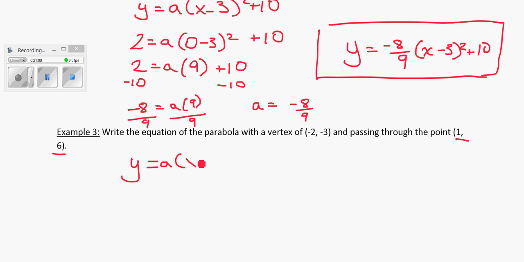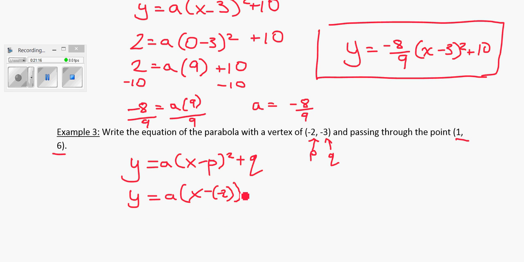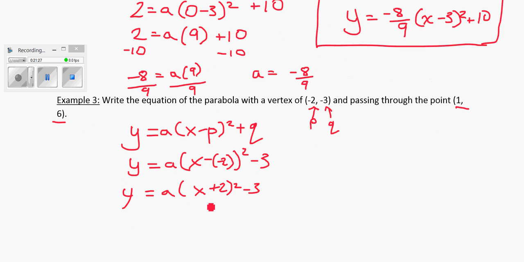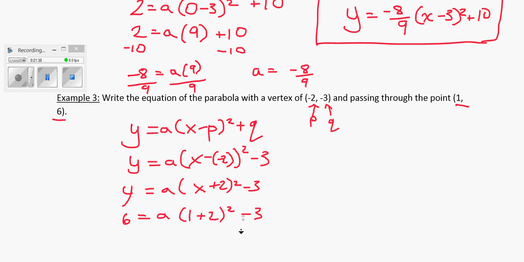y equals a times (x minus p) squared plus q. Plug in the vertex coordinates. Okay, so this is p, this is q: y equals a times (x minus negative 2) squared minus 3. So that's equal to a times (x plus 2) squared minus 3. And now we put in the other point. So x is 1 and y is 6. 6 equals a times (1 plus 2) squared minus 3.